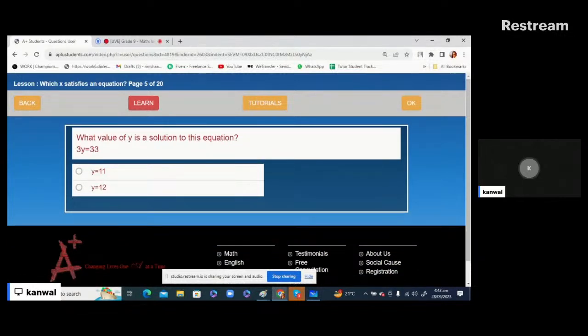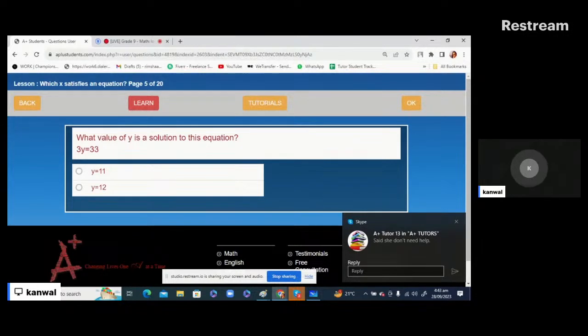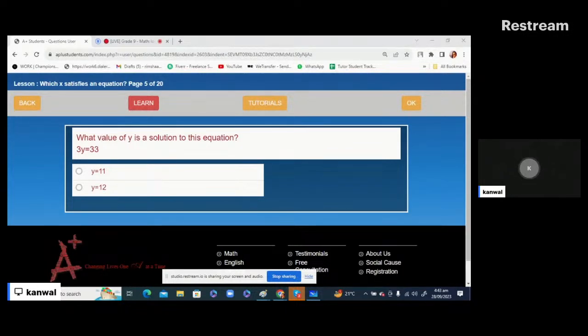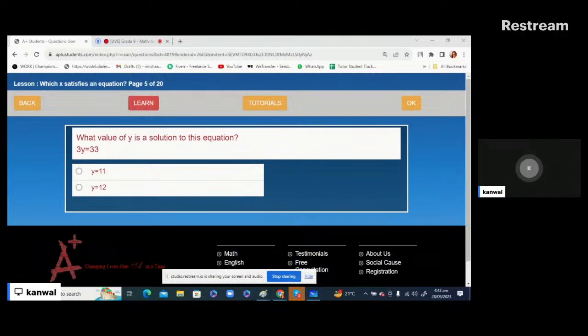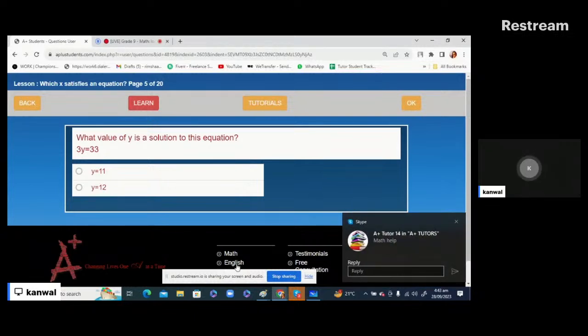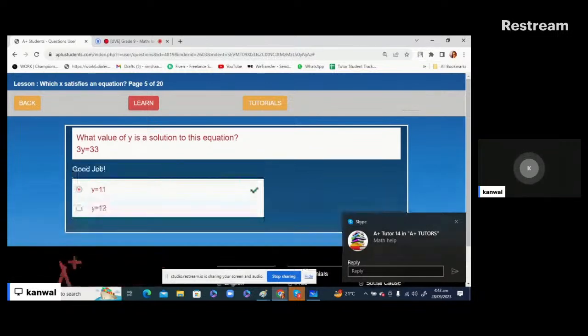Now, what value of y is a solution to this equation? 3y equals 33. Two options are given again: y is 11 and y is 12. When you multiply 3 with 11, that is 33. So it means that the first option is right.